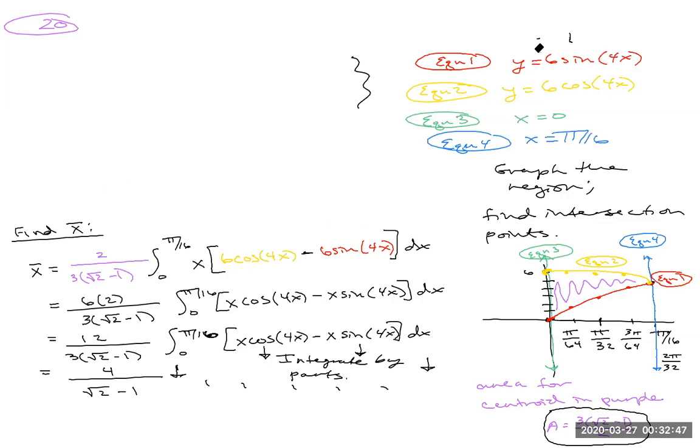Okay, so let me go ahead and write what we have here before I forget. Let's put, okay, so we have x bar equals 4 over root 2 minus 1, integration 0 to pi over 16. I'm going to put x, a little too close in color. Let's choose, I'll just keep it yellow for now. So x cosine 4x minus x sine 4x dx.